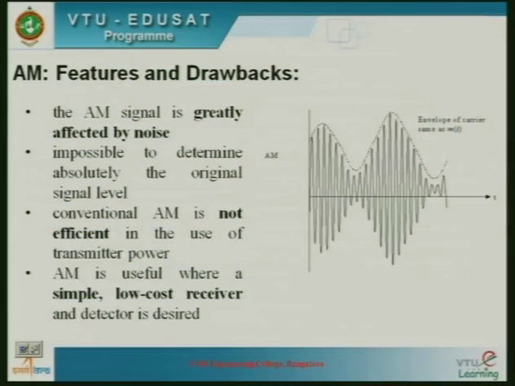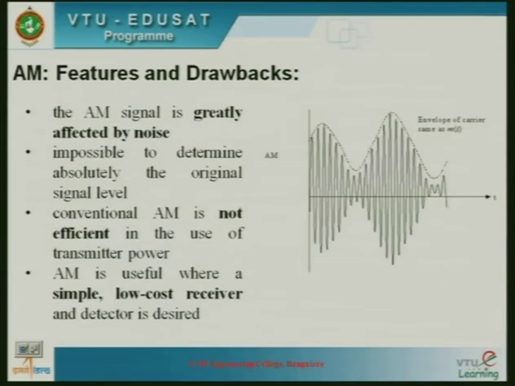Before we get into the concept of frequency modulation, let us understand the limitations of AM, and why we should go for FM. The limitations of AM are as follows. The AM signal is greatly affected by noise. It's a very interesting demerit of an AM signal.